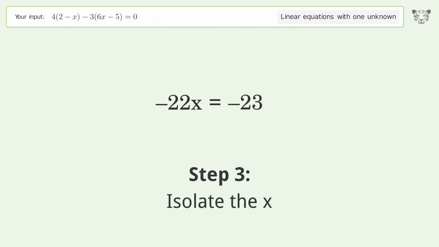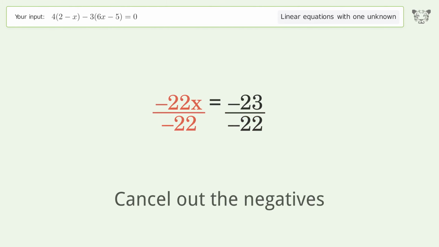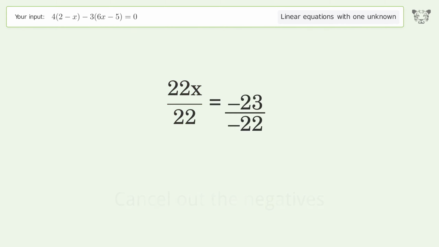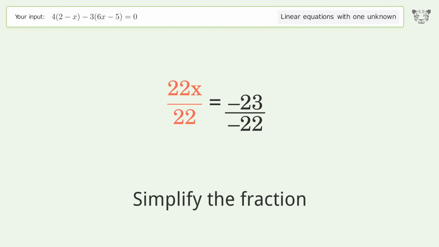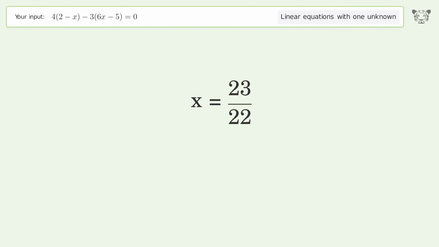Isolate the x. Divide both sides by -22. Cancel out the negatives. Simplify the fraction. Cancel out the negatives. And so the final result is x equals 23/22.